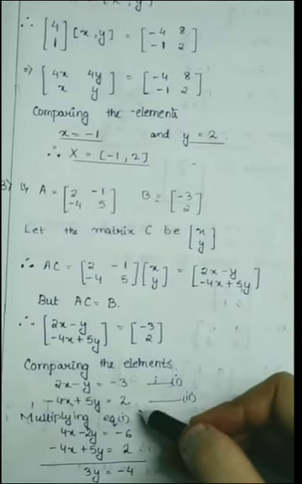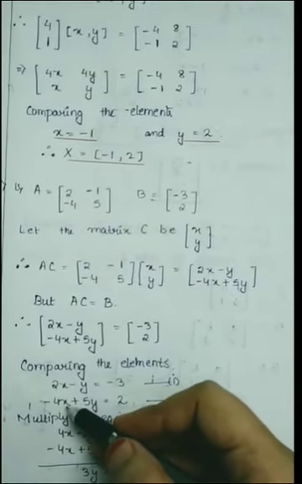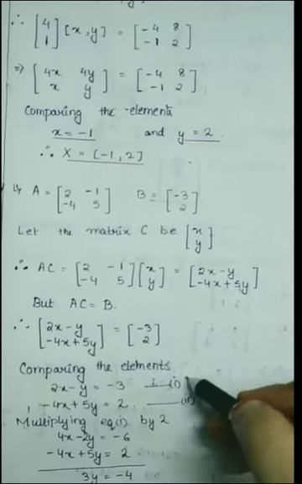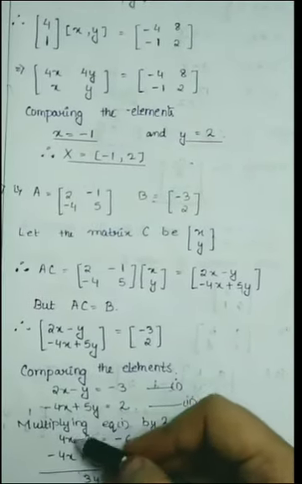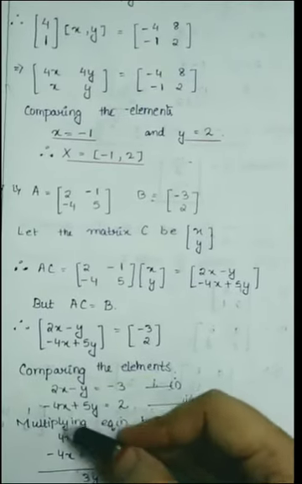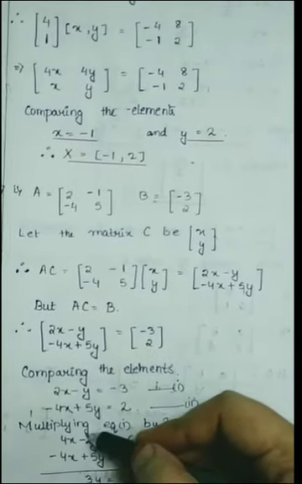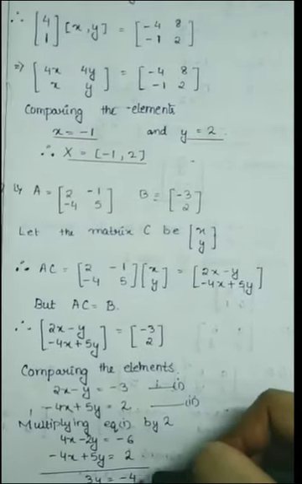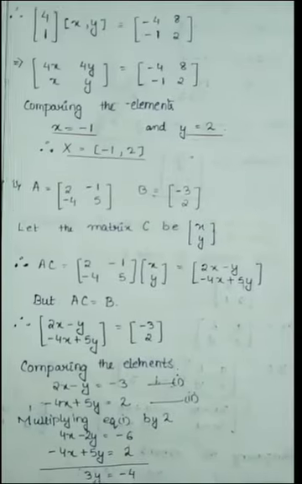Now we'll apply the elimination method. For the elimination method, at least one coefficient should be equal. So we are making x equal. We'll multiply the first equation by 2. So we'll get 4x, 2 2s are 4, then this will be minus 2y and this will become minus 6. Now we can see 4x minus 4x, they will cancel each other. Minus 2y and plus 5y will give you 3y, and minus 6 plus 2 will give minus 4. So y is equal to minus 4 upon 3.